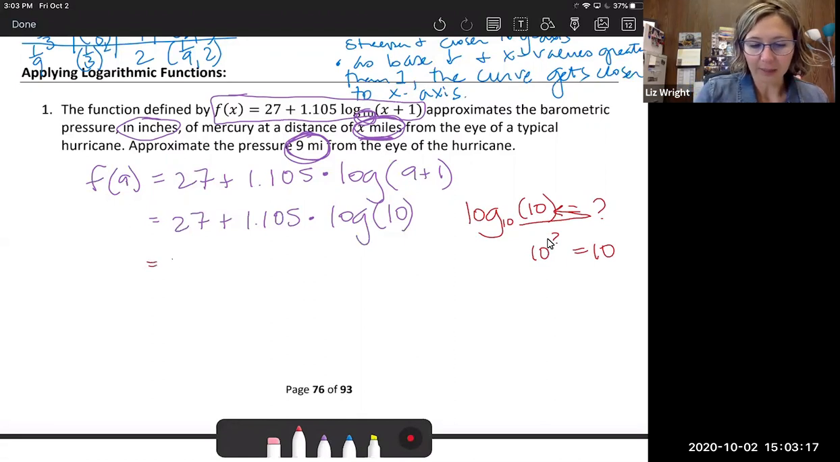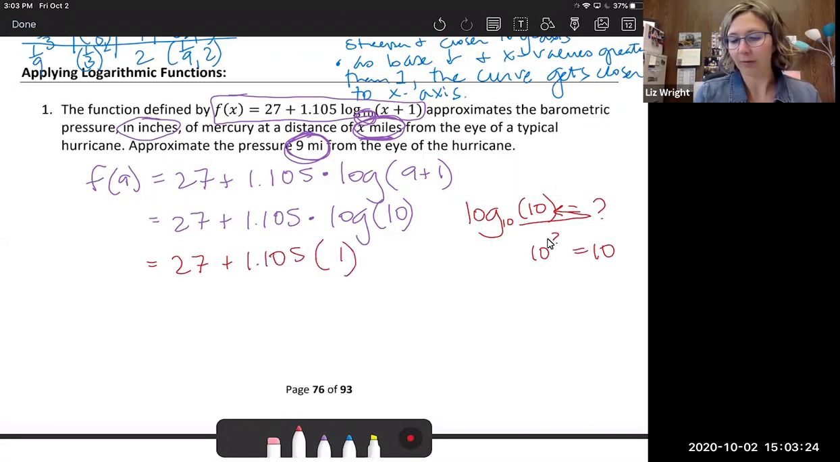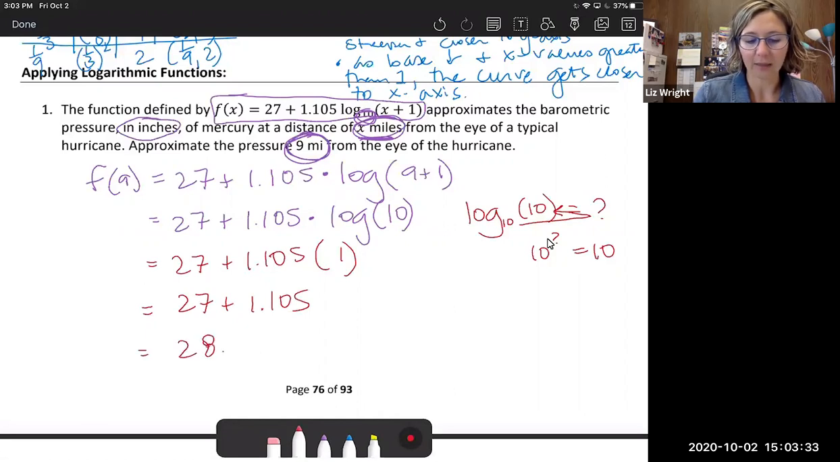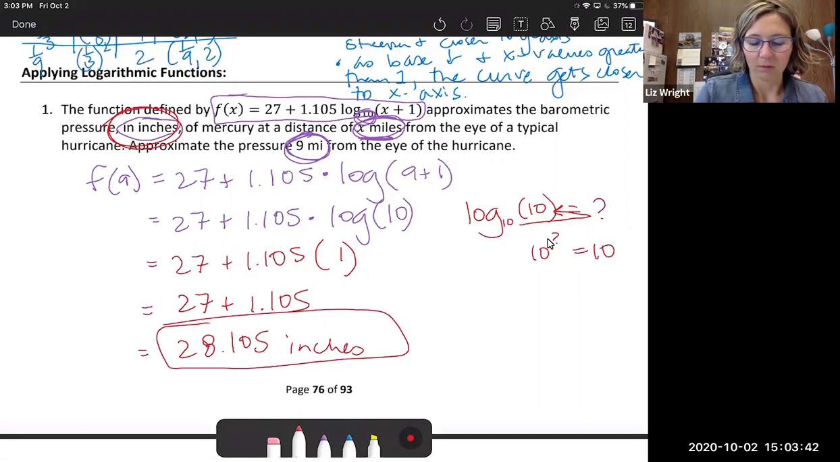So that means that 27 plus 1.105 times 1, and you can put it in your calculator too if you want to, is going to equal 27 plus 1.105, which is going to give us 28.105. What's our label? Inches. So it's going to be 28.105 inches. Let's check out the next page.